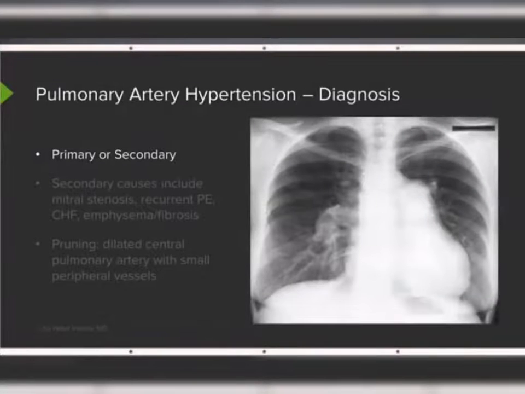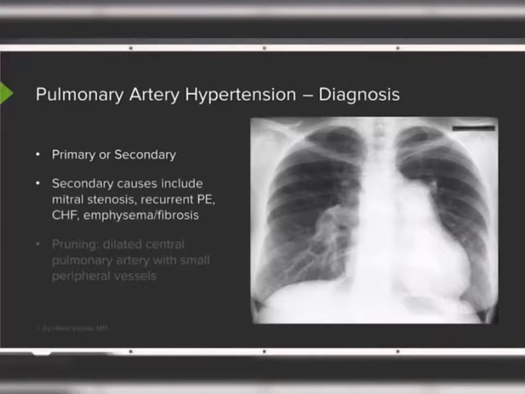Pulmonary artery hypertension is not very commonly seen, but when you do see it, it's important to identify it. It can be primary or secondary, so secondary causes include mitral stenosis, recurrent PE, CHF, or it can be caused by emphysema or fibrosis, any type of chronic lung disease. And it results in pruning or dilatation of the central pulmonary artery with very small peripheral vessels.